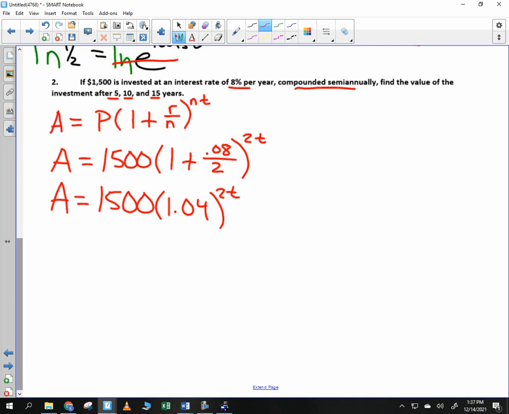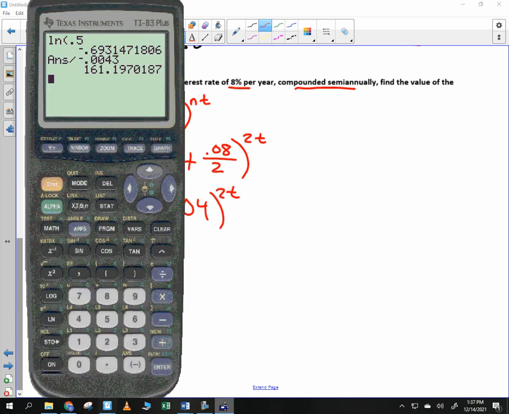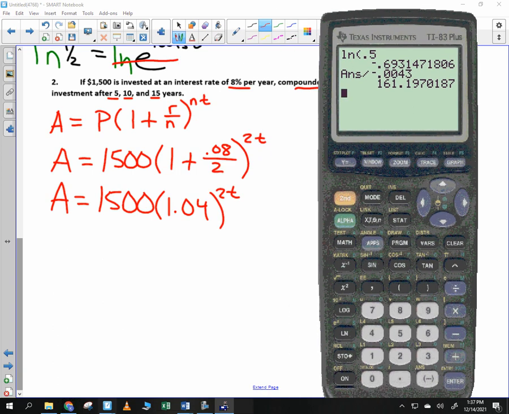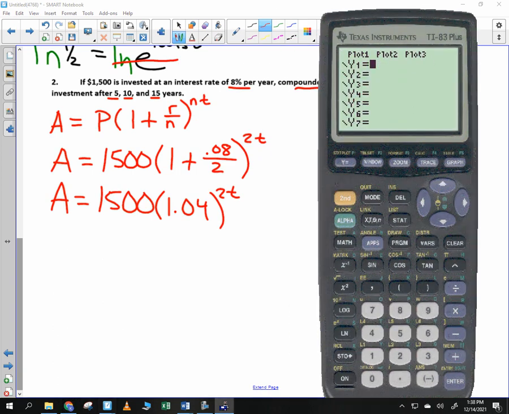And instead of just plugging in 5, 10, and 15 and doing the problem 3 times, what I'm going to do is use the calculator to my advantage in this situation. I'm going to go into my y equals, and I'm just going to type this in, and then I'll change the t value in the table. So using your graphing calculator can be super helpful in these times.